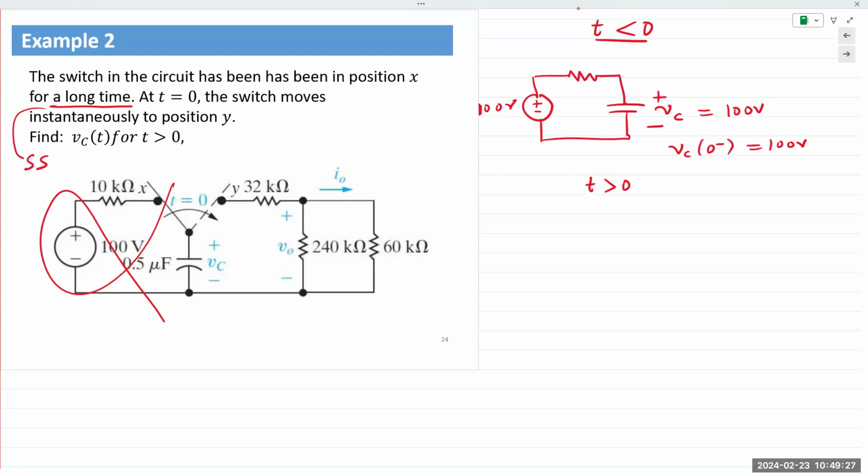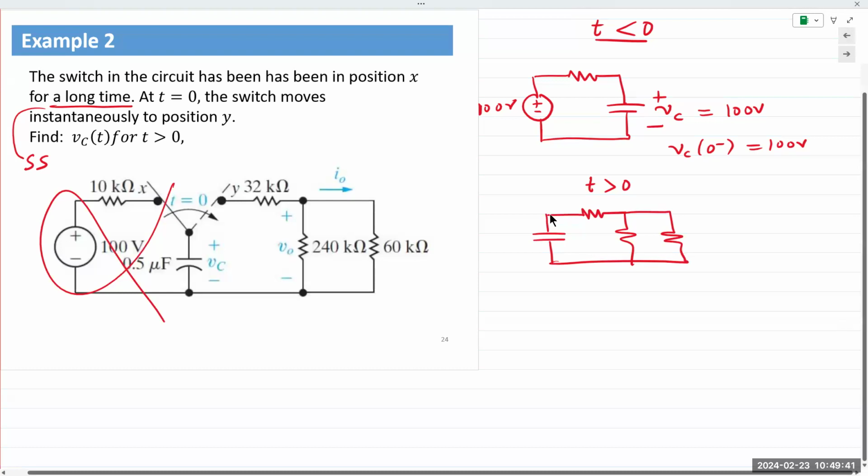And then after the switch is flipped, t greater than 0, the source is disconnected. The fully charged capacitor is now connected to 3 resistors. Same thing as the previous example. You'd have to find Req, Req as seen by the capacitor.